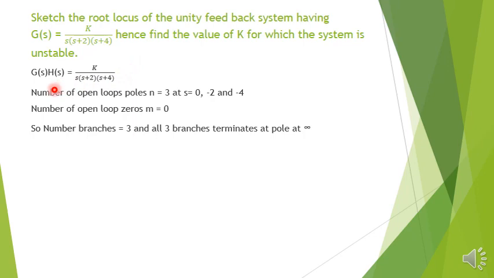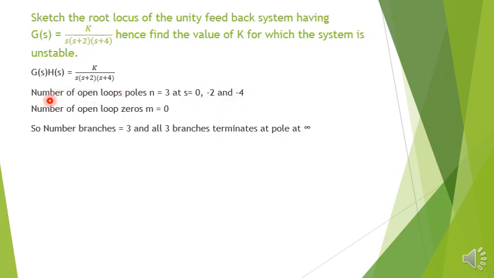So we will calculate the number of open loop poles. Here n equal to 3, because the denominator polynomial order is 3, s cube. So the number of open loop poles equals 3. And what are the open loop poles? If I equate this denominator polynomial to 0, I will get 0, minus 2 and minus 4. So the number of open loop poles is 3, at s equal to 0, minus 2 and minus 4.